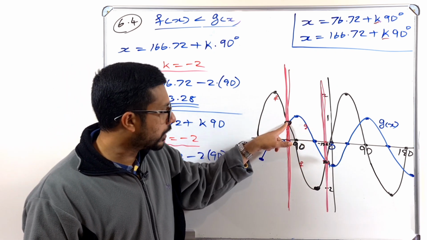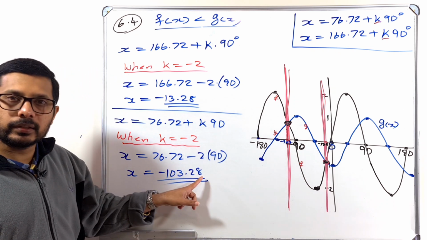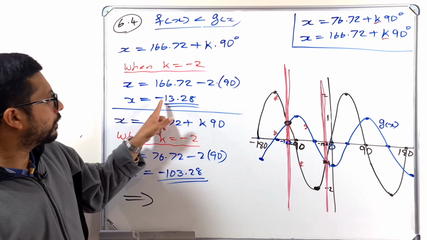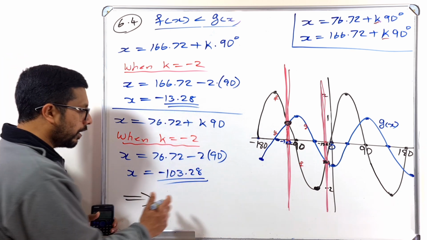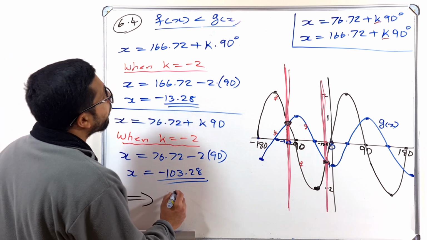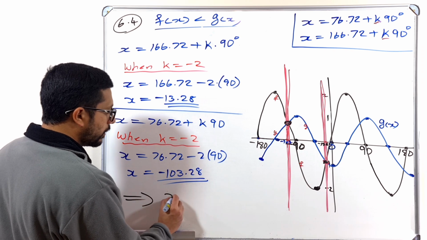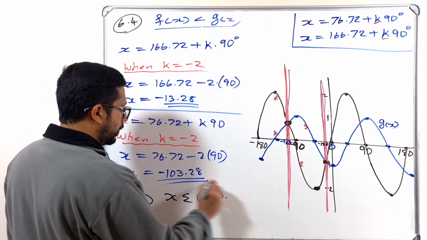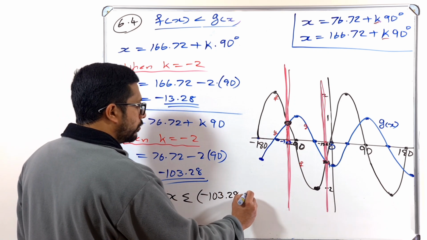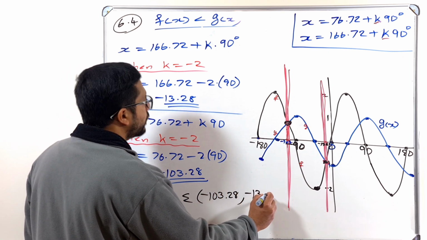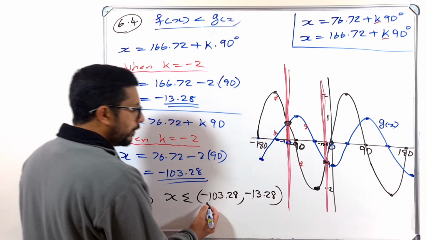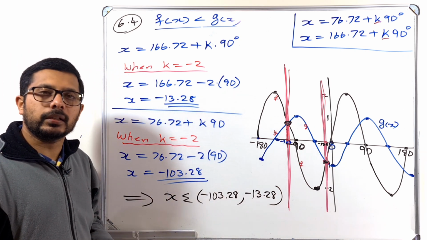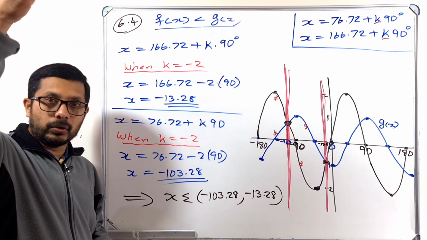So at this point, what is the x value? Minus 103. Okay, and at this point, what is the x value? Minus 13 point. So it means that x is an element of minus 103.28 to minus 13.28. Between minus 103 and minus 13, the g of x graph is on top.